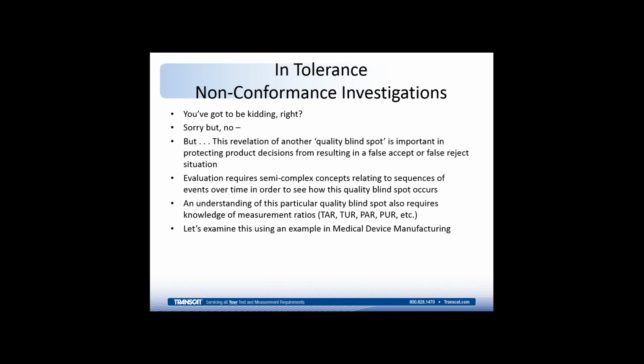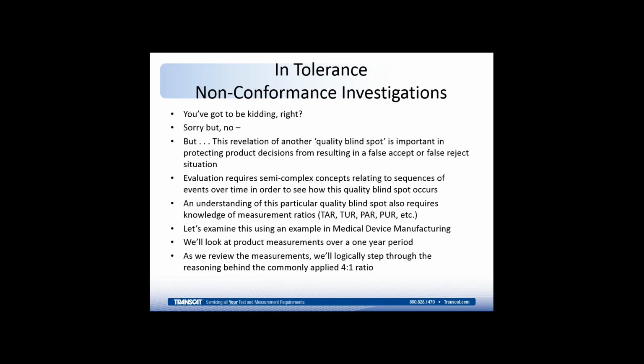So we're going to use an example in medical device manufacturing that everyone can relate to. And we'll look at product measurements over a period of 1 year. It's a low volume manufacturing operation, so we're not inundated with hundreds or thousands of the product to evaluate. As we go through the measurements, we'll logically step through the reasoning behind a 1-to-1 ratio, 2-to-1, and why we go to 4-to-1 or better.